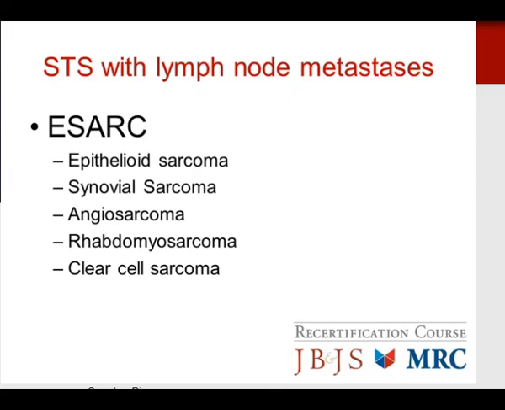Soft tissue sarcomas with lymph node metastases. Now remember, our sarcomas like to spread to the lungs. They spread by hematogenous dissemination, and we want to get a chest x-ray or a CT scan to evaluate for metastatic disease. But there are 5 soft tissue sarcomas that have a propensity to travel to the lymph nodes, so you need a good lymph node examination and good evaluation. These 5 tumors are epithelioid sarcoma, synovial sarcoma, angiosarcoma, rhabdomyosarcoma, and clear cell sarcoma.